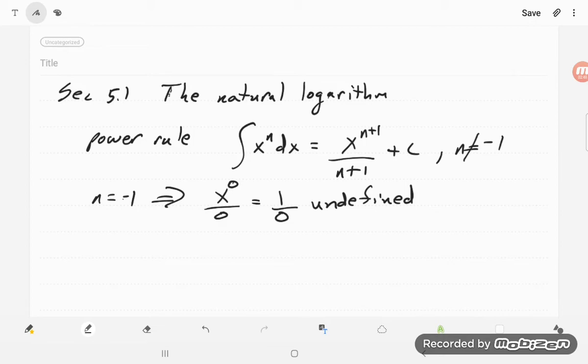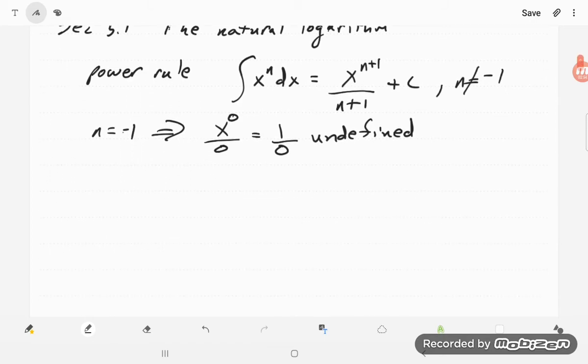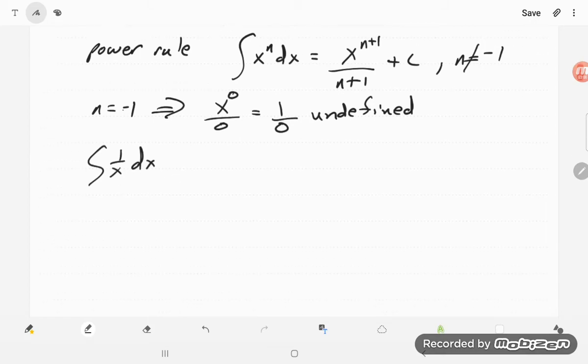And so, one might ask, well, what is the antiderivative of 1 over x dx? Good question. Now, we can graph 1 over x.